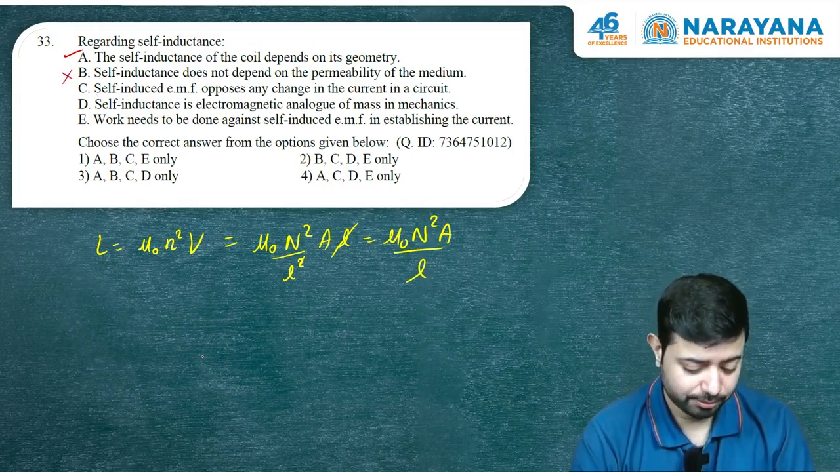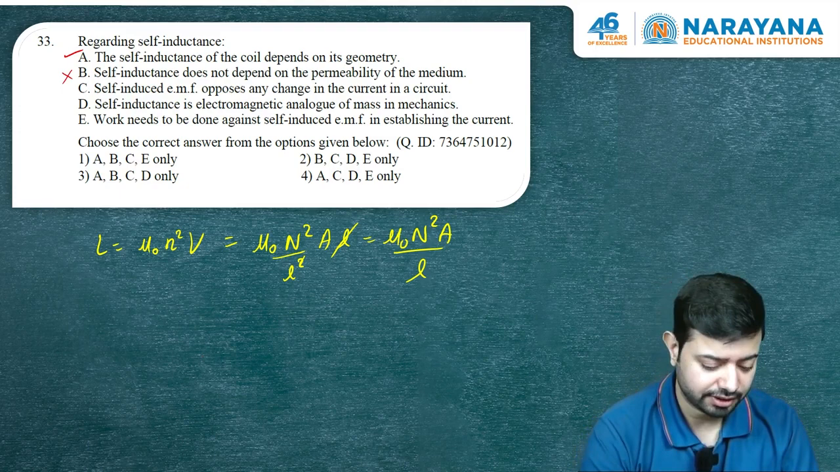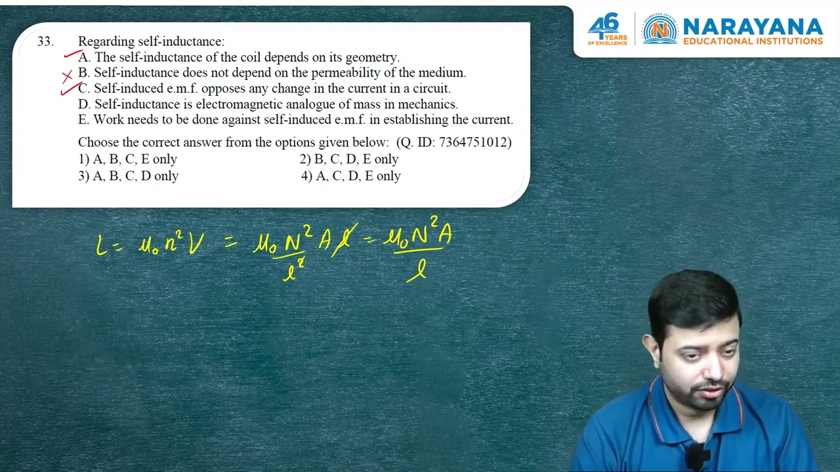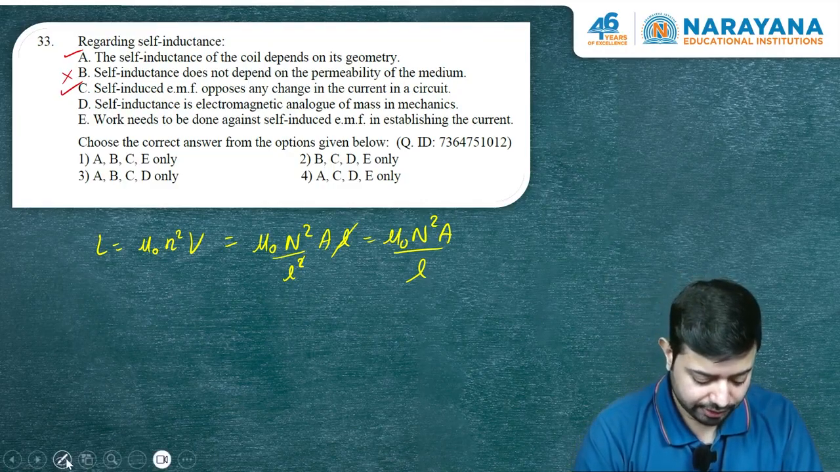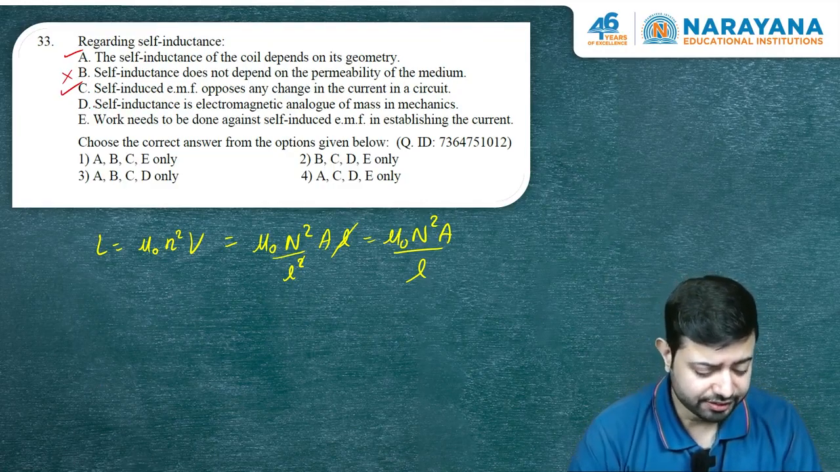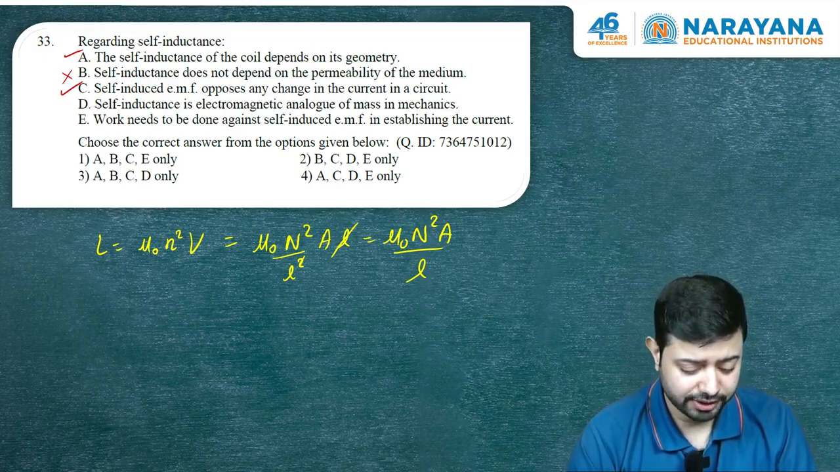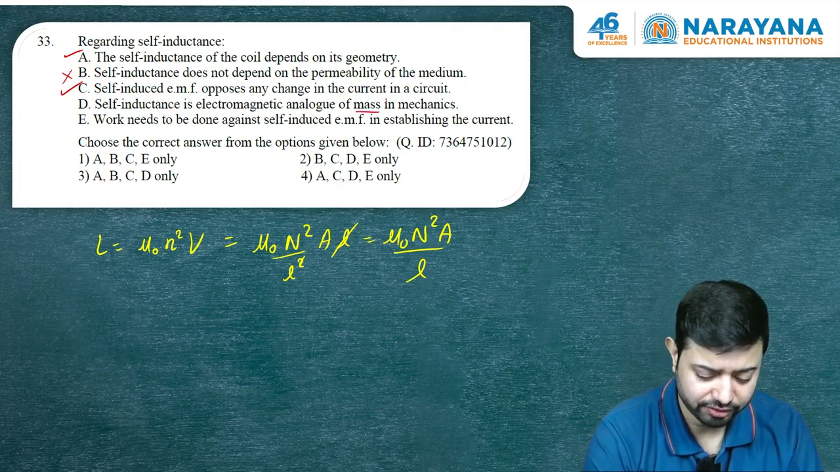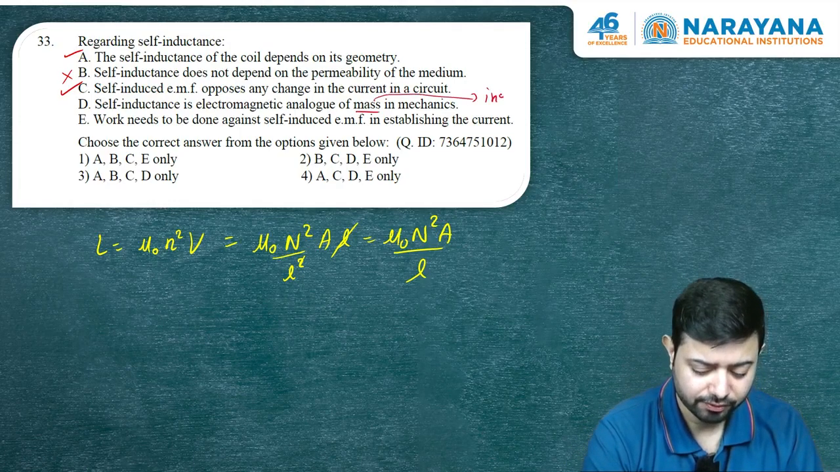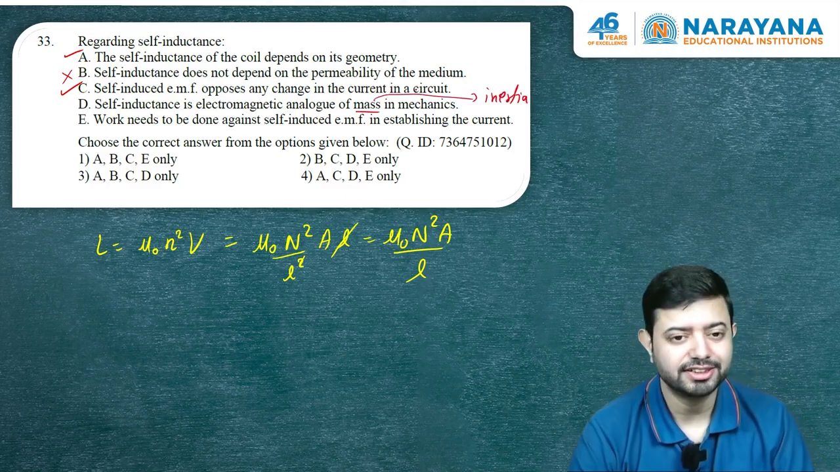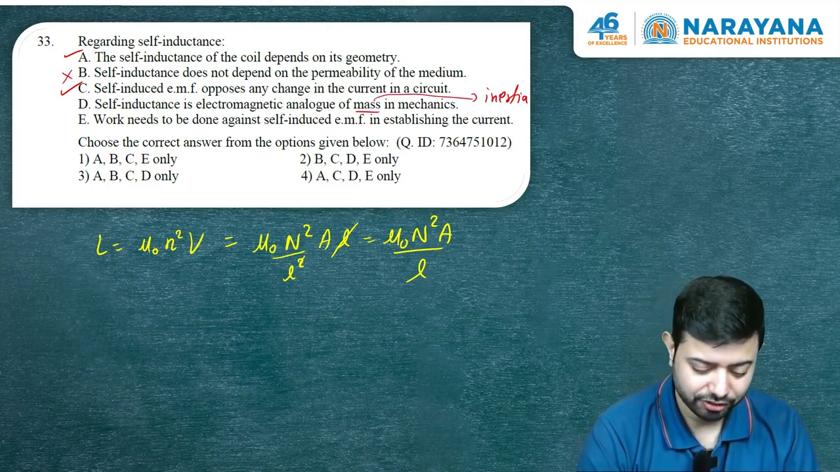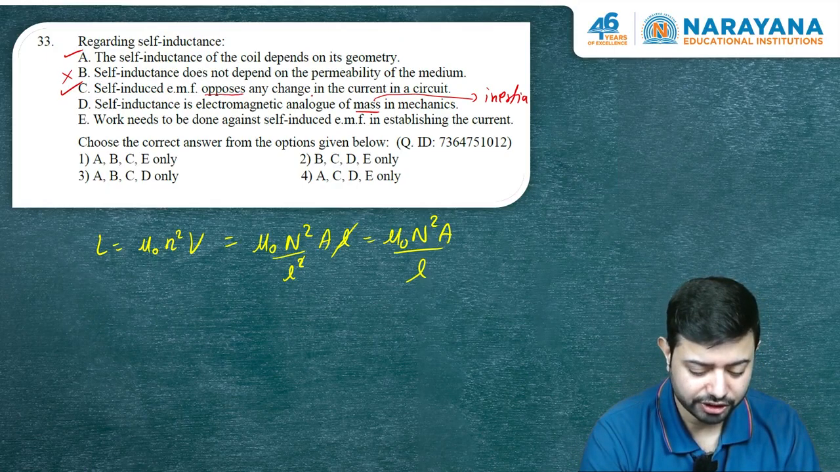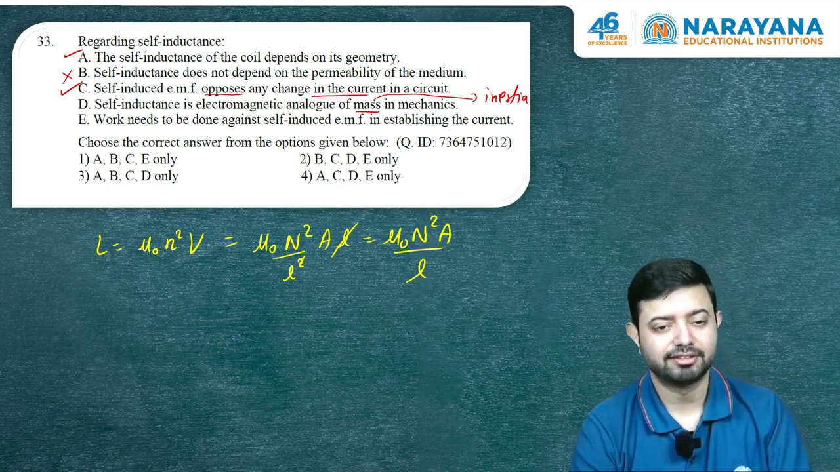Self induced EMF opposes any change in the current in the circuit, that is absolutely correct, that is like a standard definition, right. Lenz's law, remember, right. What is the reason behind it? Lenz's law. Next option, self inductance is electromagnetic analog of mass in mechanics. Why is it so? Mass, you know, it is related to inertia. It opposes the change in the state of motion, correct. Similarly, here also what is self inductance? Induced EMF. It opposes the change in the current in a circuit. So, there is some similarity.